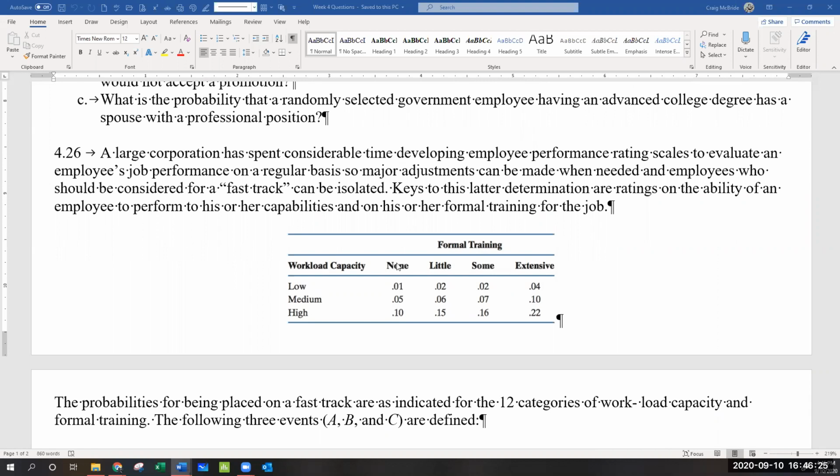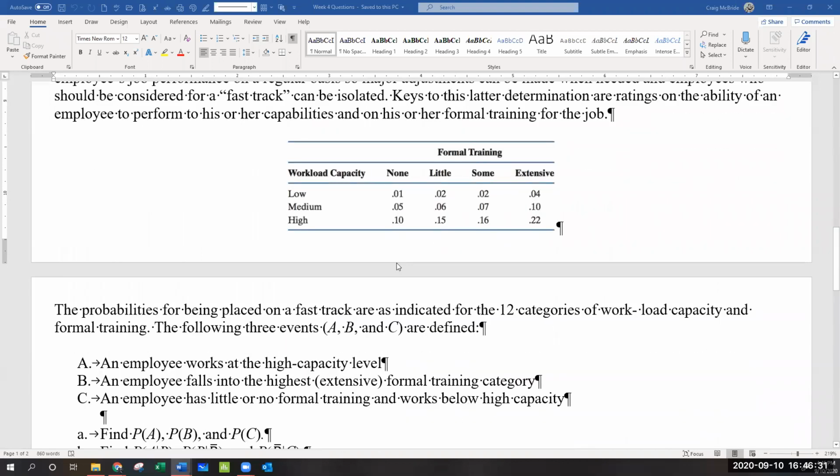Okay, are we good on 26? No. Okay. Can you go over 2026? Sure.